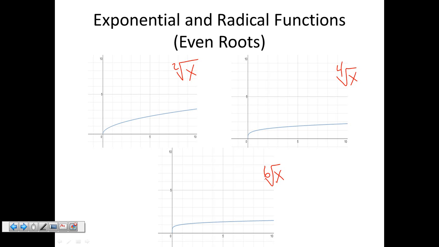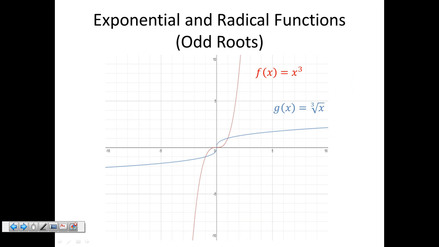One thing that all of these graphs have in common: we only draw the top part because we only draw the positive. They all have the starting point 0, 0. We'll talk about that starting point when we talk about the domain and range. They all have the point 1, 1 in them, because the square root, the fourth root, the sixth root, the 22nd root of 1 is 1. So we see that in all three of these graphs.